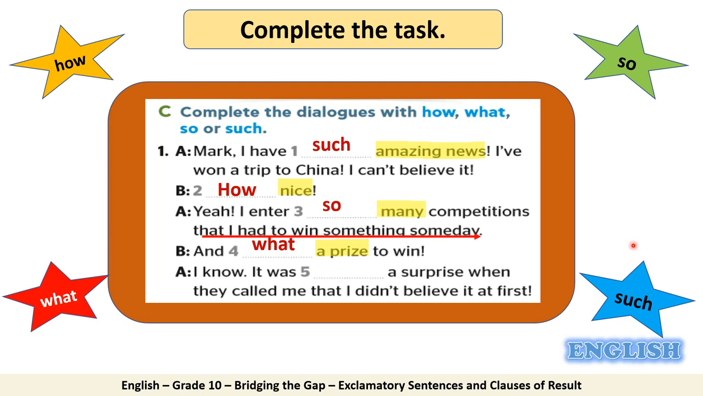Now let's read the last sentence. I know it was dash a surprise when they called me that I didn't believe it at first. This sentence clearly expresses a clause of result. In this sentence, we only have a noun, so the answer is such. Dear students, I hope you got the correct answer.